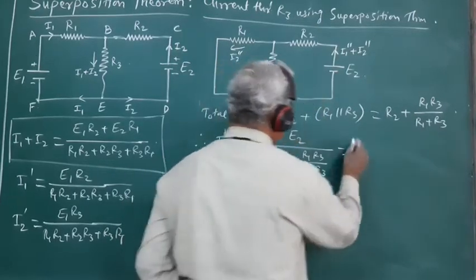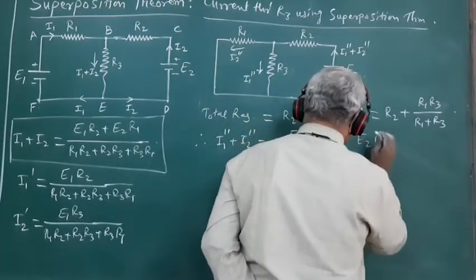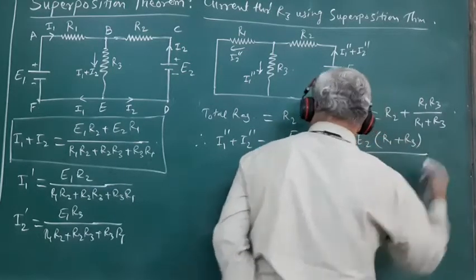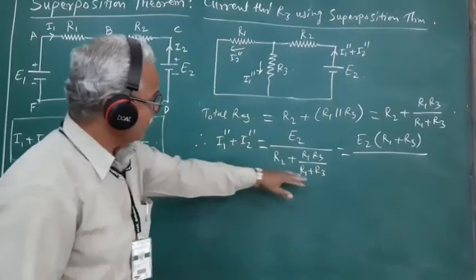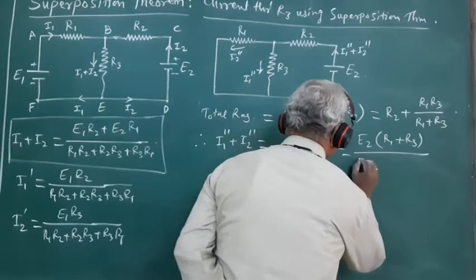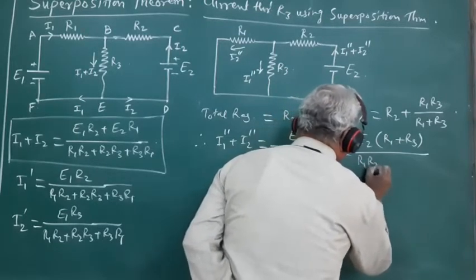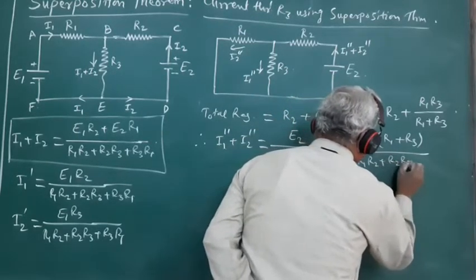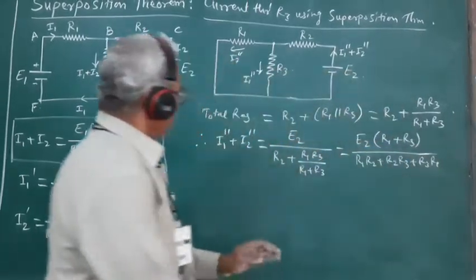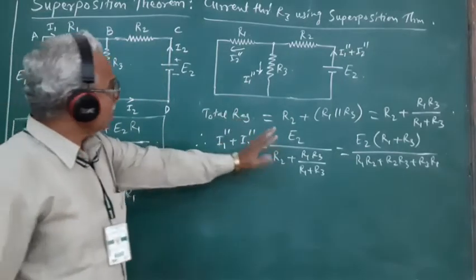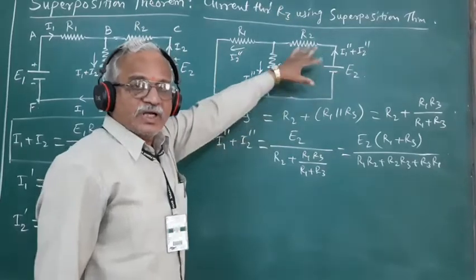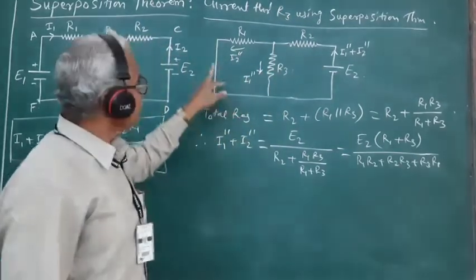This can be expressed as E2 into bracket R1 plus R3 divided by, if we take the multiplication with this term and open the bracket, we can express that this is nothing but R1 R2 plus R2 R3 plus R3 R1. So this is the total current sent by only E2 in the circuit in the absence of E1.